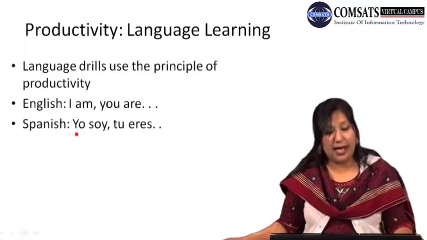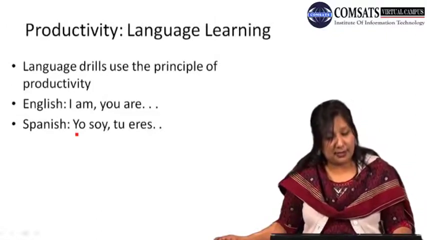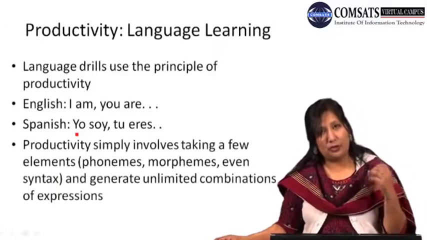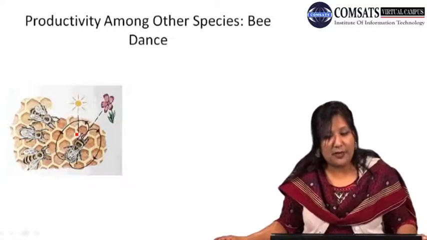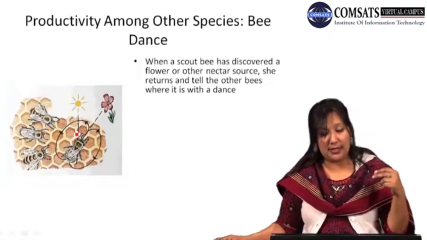For example, in English, I am, you are. In Spanish, you say tú eres. So productivity means that you are trying to produce things. Productivity among other species, yes, the bees dance, so they are trying to produce the same thing that is there.